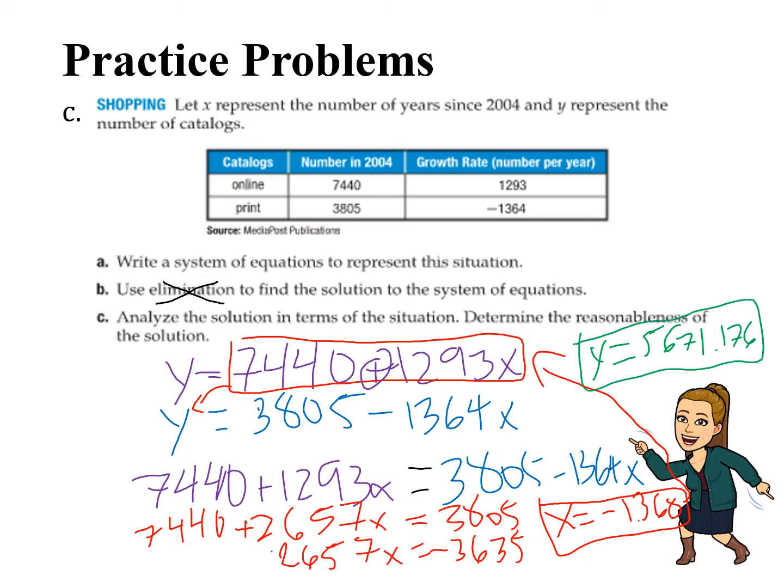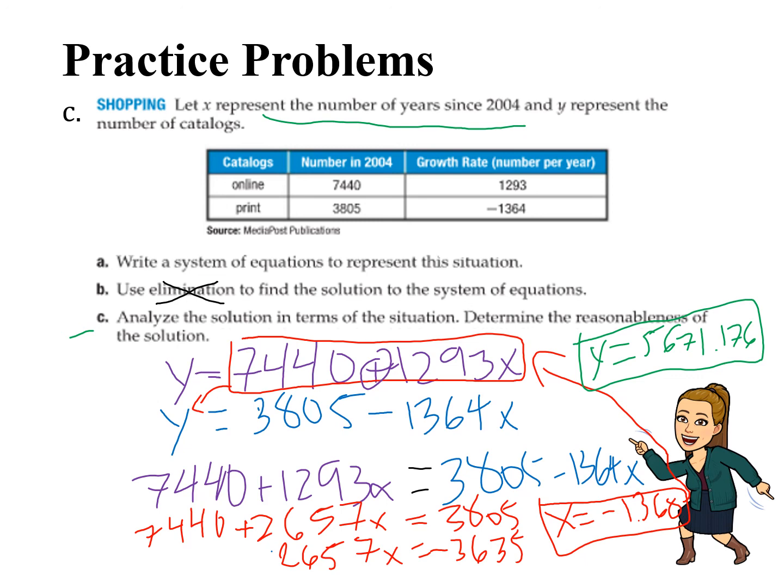Well, now let's think about the reasonableness, this last part here. That solution tells me that x is negative 1.368. Well, x represents the number of years since 2004. So the fact that it's a negative number tells me that this happened 1.368 years before 2004. Which is possible. Lots of times negative numbers are not reasonable solutions, but in this case, it tells us that it happened before 2004, and that y value tells us the number of catalogs.